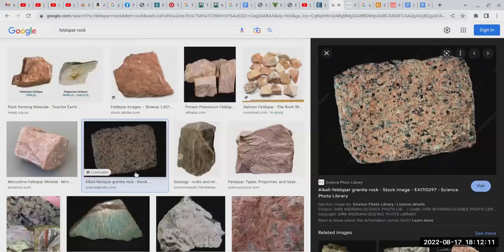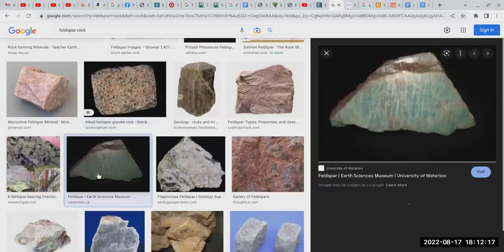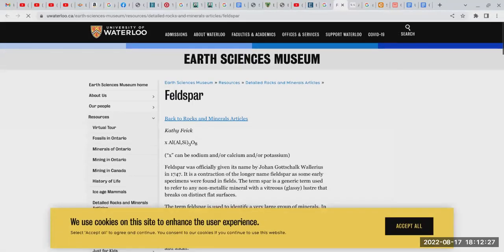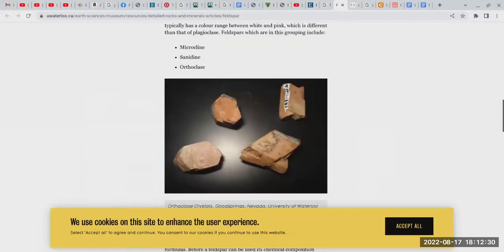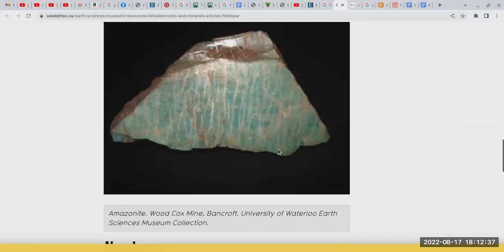You also have other types of feldspar, which is a greenish sort of color to it. Now, I am going to show you how much of a fanatic that I am.